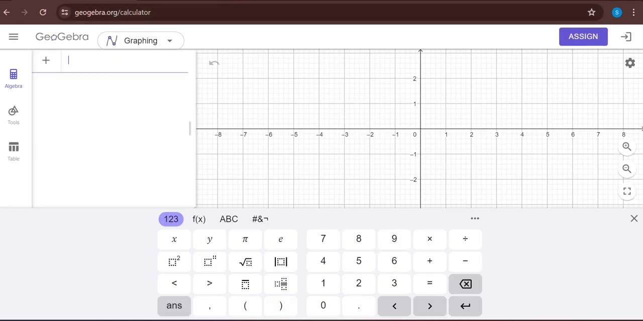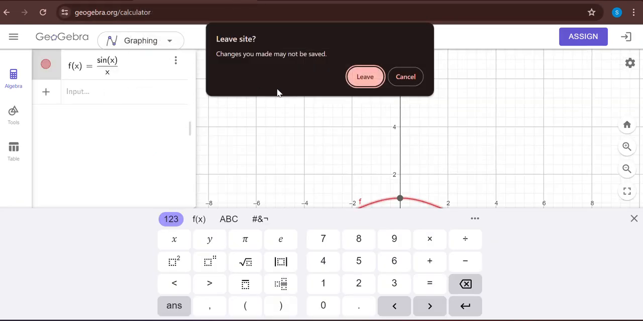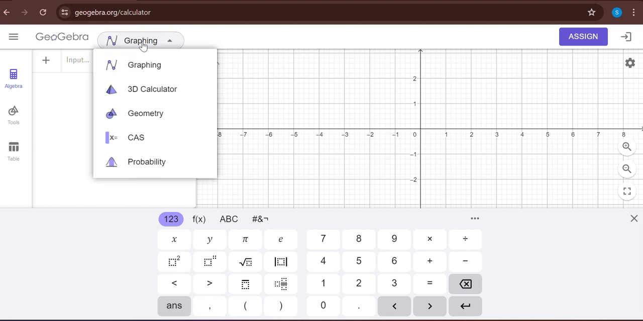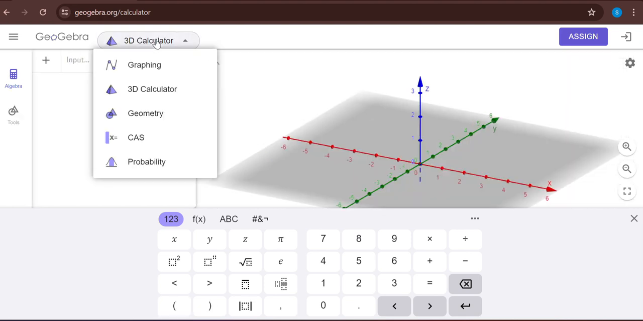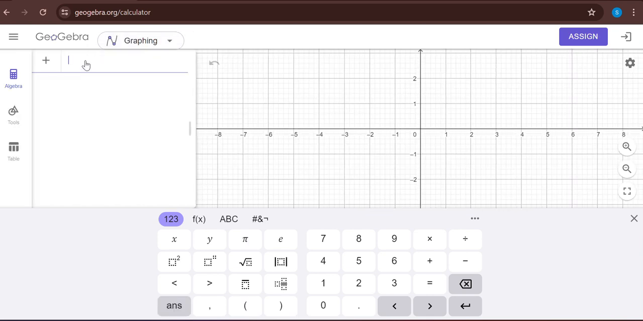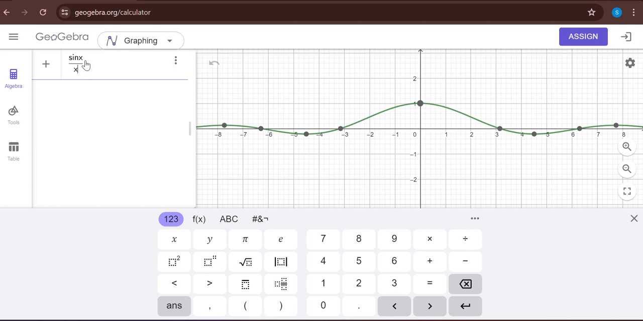So this is the 2D graph. Actually 3D is also present, and if you want you can look at the 3D. In the 3D geometry chapter we will use this one. Right now, today, we are going to look at sin x by x in detail. So here is my function, sin x by x.